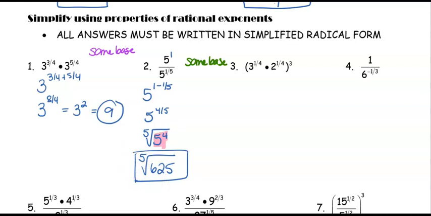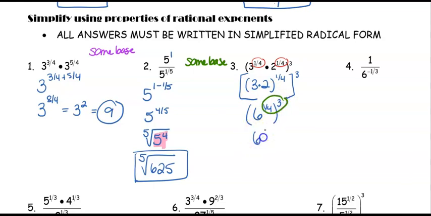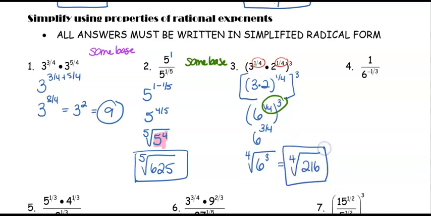Number 3, this one's a little hidden. What they have in common is that they both have the 1/4 power. So that's 3 times 2 to the 1/4 raised to the third. So that's really 6 to the 1/4. This is a power to a power, so we multiply, which gives us 3/4, which is the 4th root of 6 to the 3rd power. Again, I need 4. I only have 3. So I go ahead and take that one extra step to the 216 on the inside. I evaluate that 6 to the 3rd power.